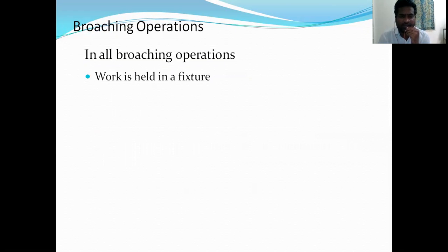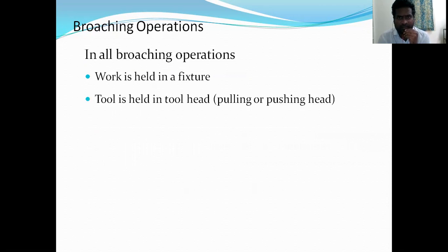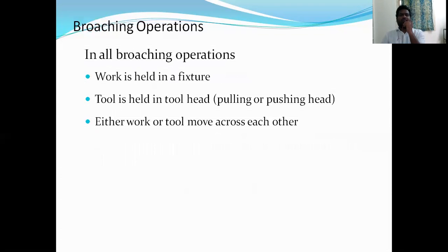In all broaching operations, as we have observed, work is held in a fixture. The tool is held in a tool head, that may be a pulling or pushing head. Either work or tool move across each other. So the workpiece is fixed in a fixture. We know already that fixtures are work holding devices. If any vibrational effects are produced while doing the operations, the workpiece will not come out because it is firmly fixed in the fixture.